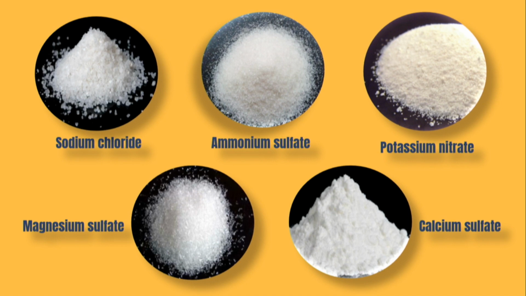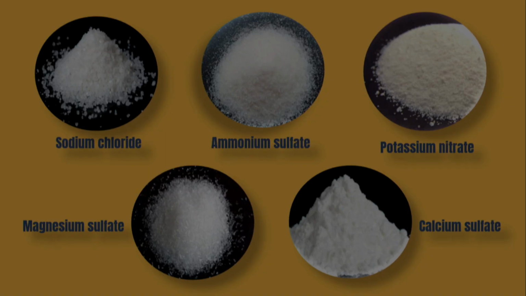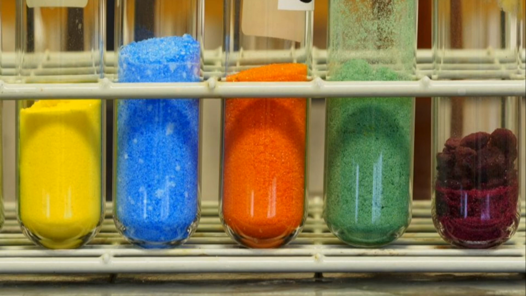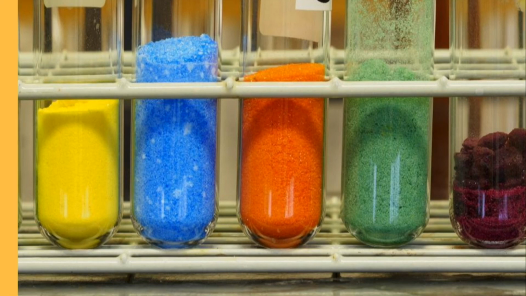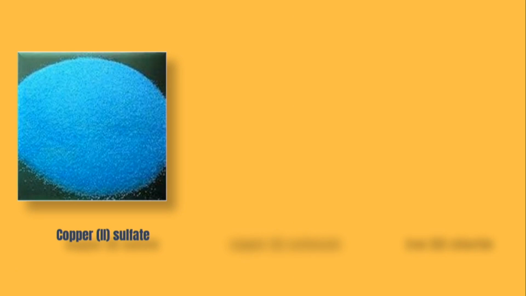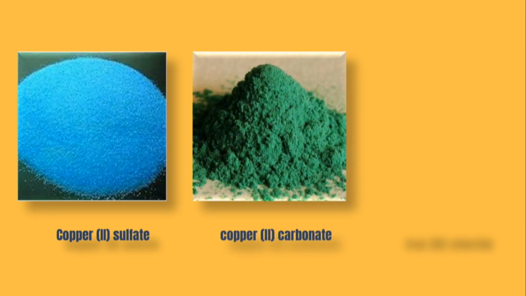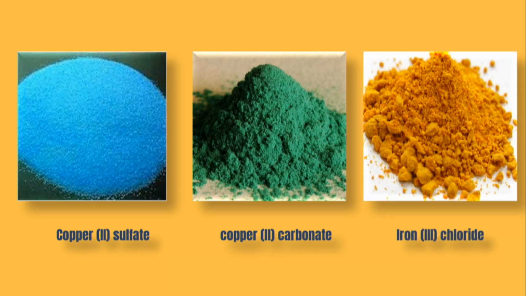As you have observed, various types of salts exist. All the salts shown so far are white in color. However, it should be noted that not all salts are white. Salts can also be colored. For example, copper(II) sulfate is blue. Copper(II) carbonate is a green salt. And iron(III) chloride is yellow in color.